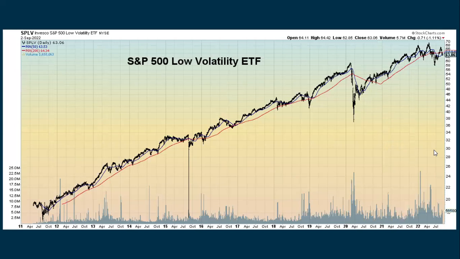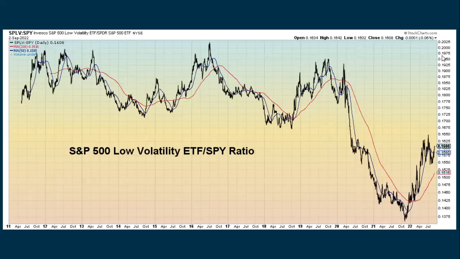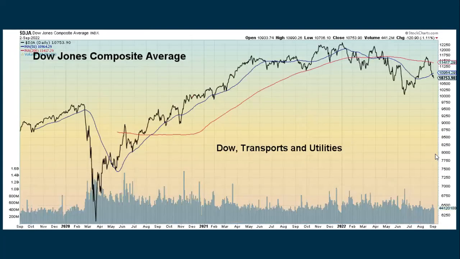Low volatility stocks. These are stocks that tend to hold up better when we're in declines and we're kind of bouncing around. We had a death cross here, then we shot above the moving average. Well, now we're coming back down below the moving averages. So they're kind of chopping sideways currently. And here's the low volatility ETF ratio to the S&P, where it shows that the low volatility stocks are starting to show some improvement.